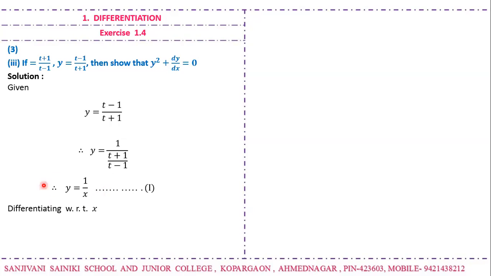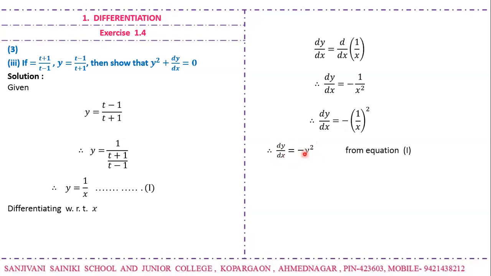Now we will differentiate this directly with respect to x. So dy by dx is d by dx of 1 upon x, but its derivative is minus 1 upon x square. And this minus 1 upon x square, we can write as minus, in bracket, 1 upon x, bracket square. But what is 1 upon x? 1 upon x is nothing but y. So we can put the value y. So dy by dx is minus y square. So we get the relation y square plus dy by dx is equal to 0, as required.